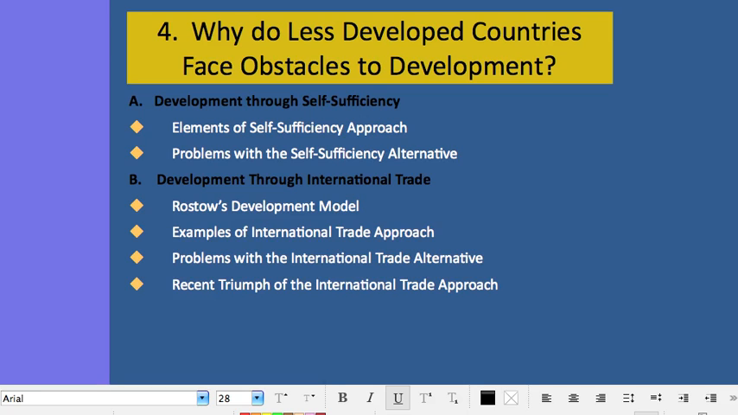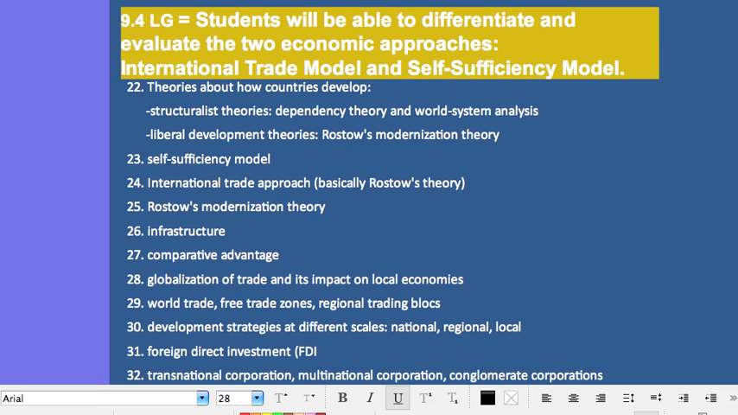Chapter 9, KC4, we'll look at why less developed countries face obstacles to development, and we'll look specifically at the development through self-sufficiency approach and the development through an international trade model approach. The goal is that you would be able to differentiate between these two economic approaches and evaluate which one would be more profitable in development. And here is a list of the key terms that we will cover, some that are not included in your textbook.